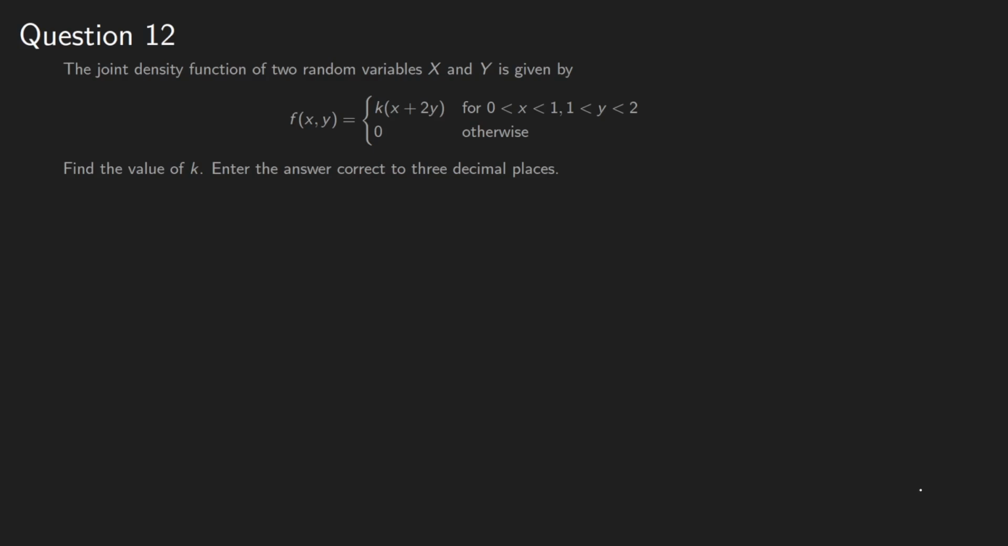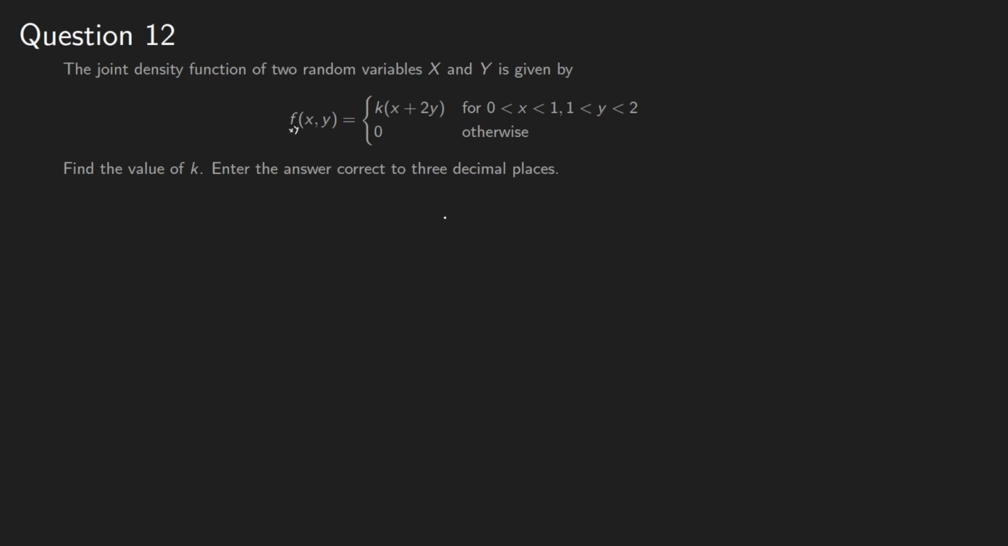In question number 12, we have been given the joint density function of two random variables x and y. f_XY at (x, y) is equal to k times (x plus 2y) for x in the range 0 to 1 and y in the range 1 to 2. And the joint PDF is 0 otherwise. We have to find the value of k.